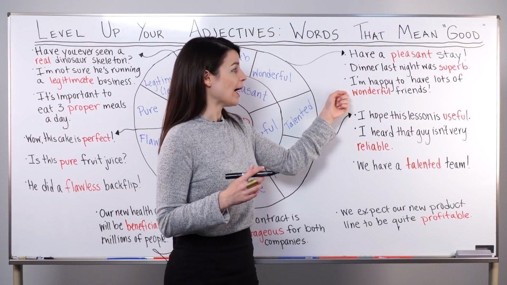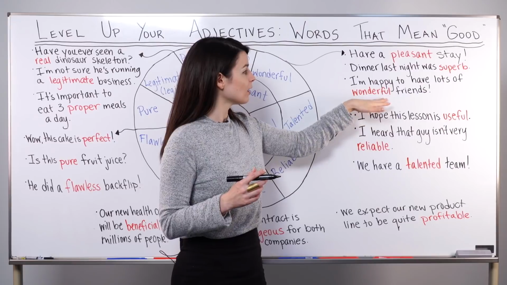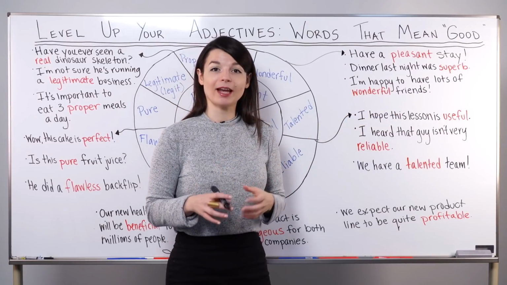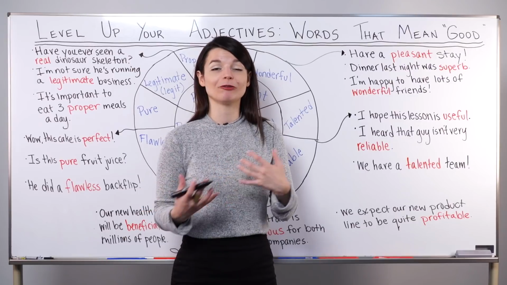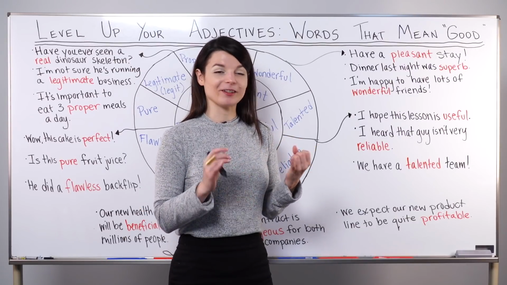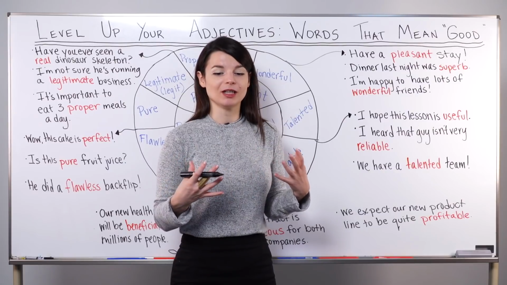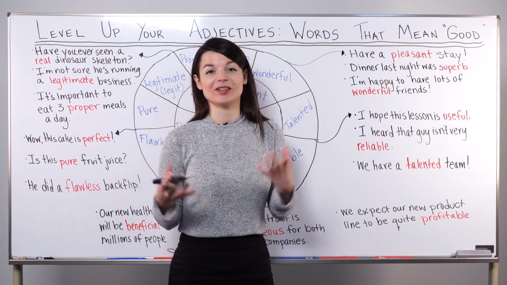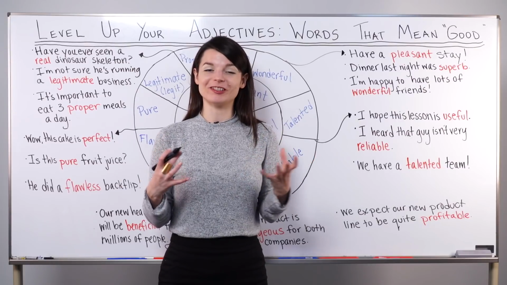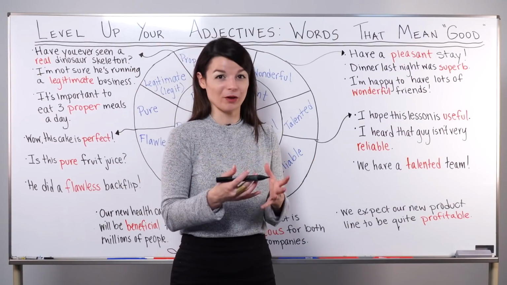Finally, I'm happy to have lots of wonderful friends. So here, we're using this in kind of a more casual situation. We're talking about friendship. So our wonderful friends. So that means they're great people. They're really, really good people. We can use wonderful to express that naturally, and it sounds better than just good friends. So wonderful shows that they're amazing, they're fantastic. Also words that mean wonderful.